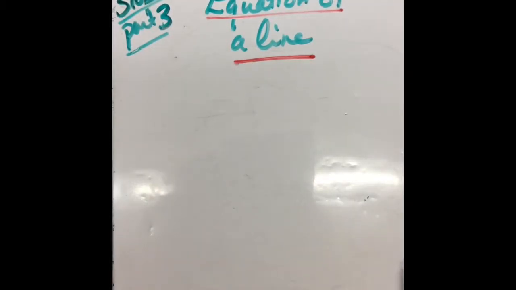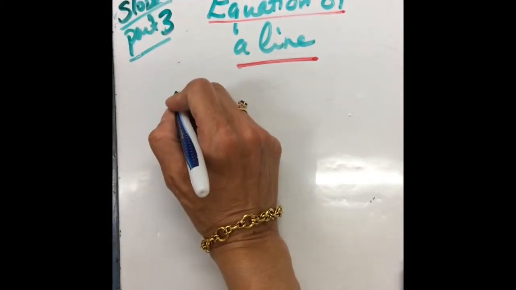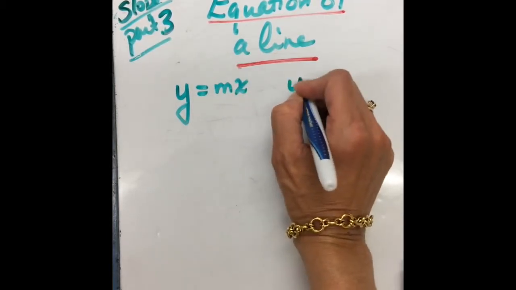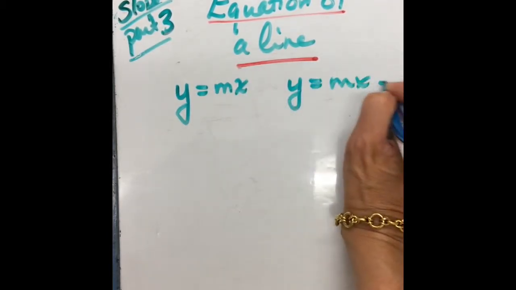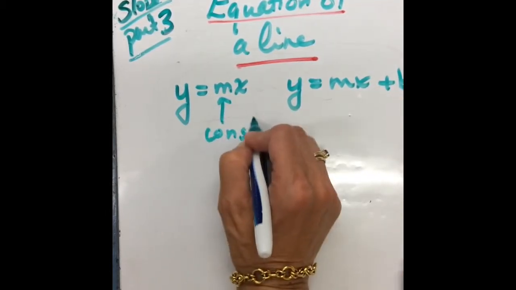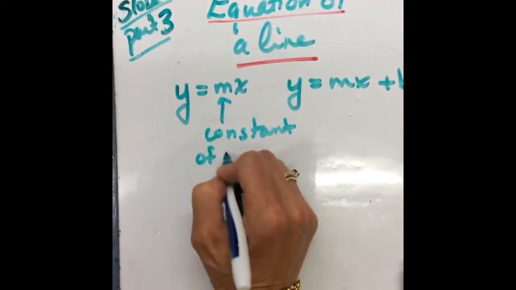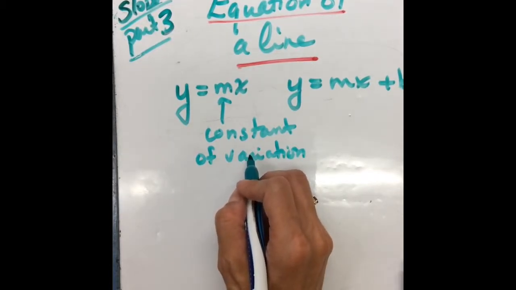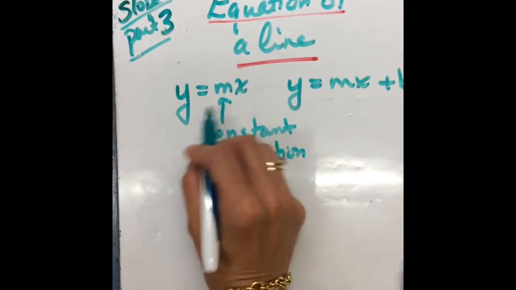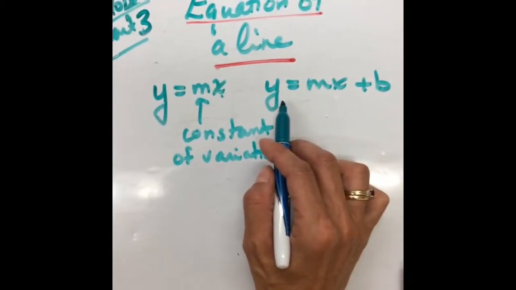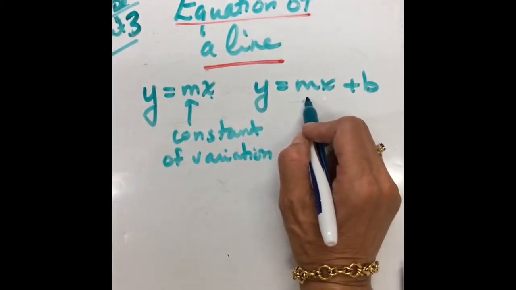Part 3 of our slope series is about the equation of a line. Earlier on, we spoke about a line that either is direct variation or partial variation. We talked about this being the constant of variation. It's the number that we multiply by to get our y value. We multiply this number by every x value and we get the y. In this case, it was also the constant of variation.